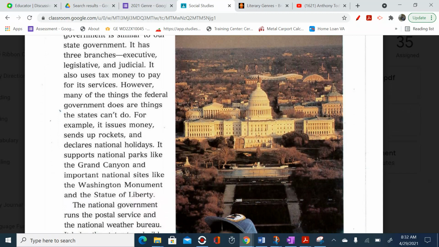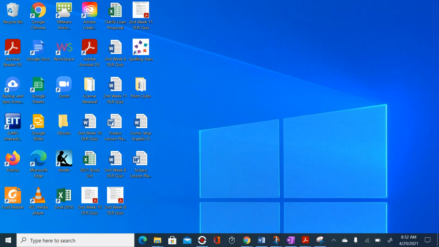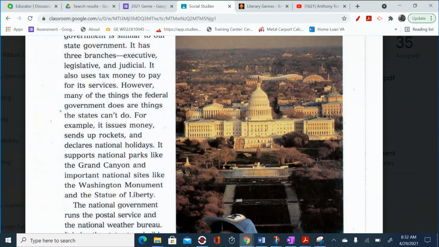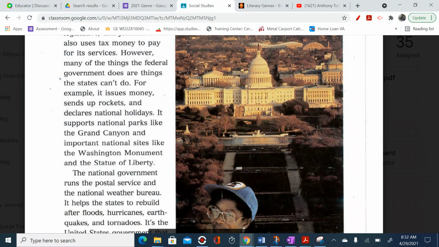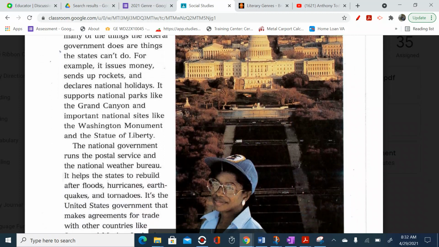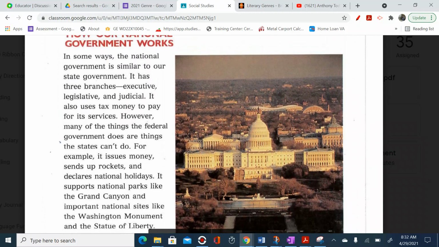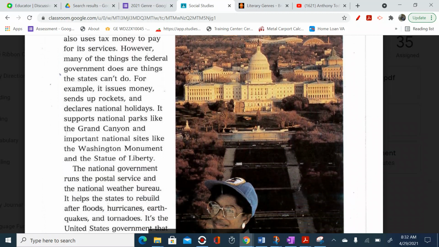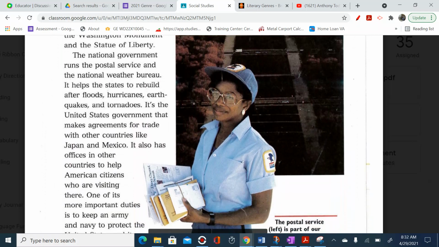For example, it issues money, sends up rockets, and declares national holidays. It supports national parks like the Grand Canyon, right? And important national sites like the Washington Monument and the Statue of Liberty. So I'm telling you right there is some definite facts that you might want to throw on your outline.